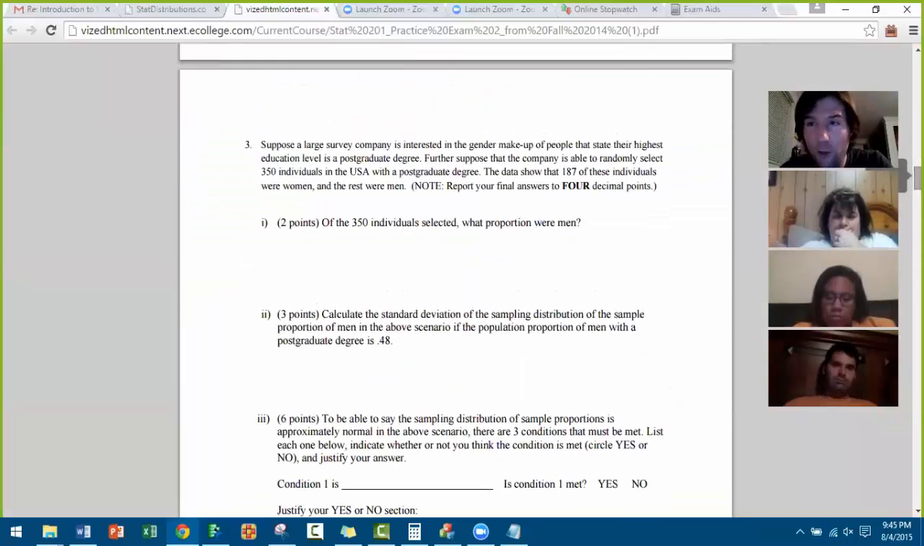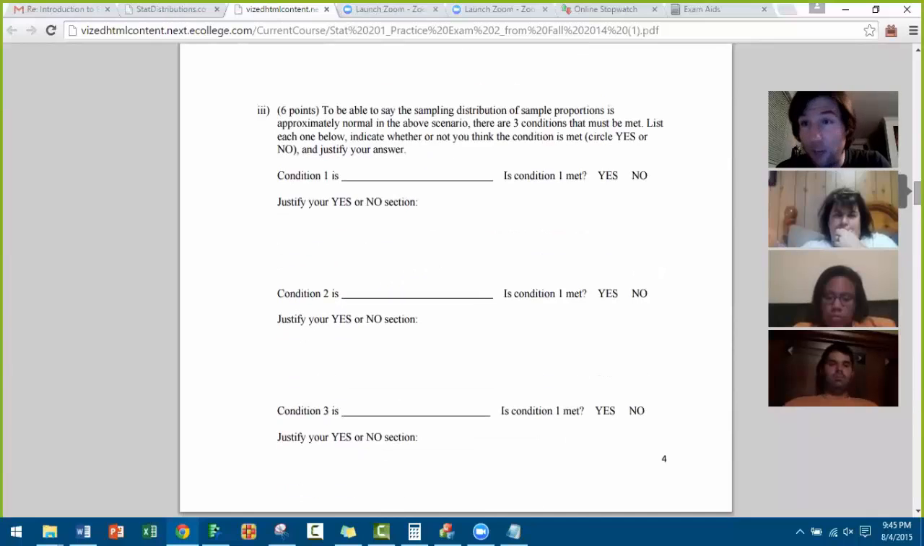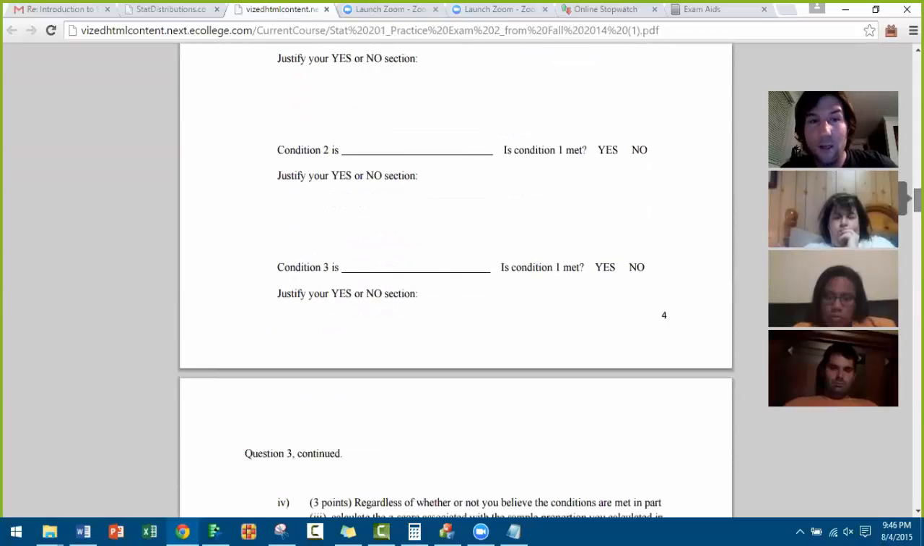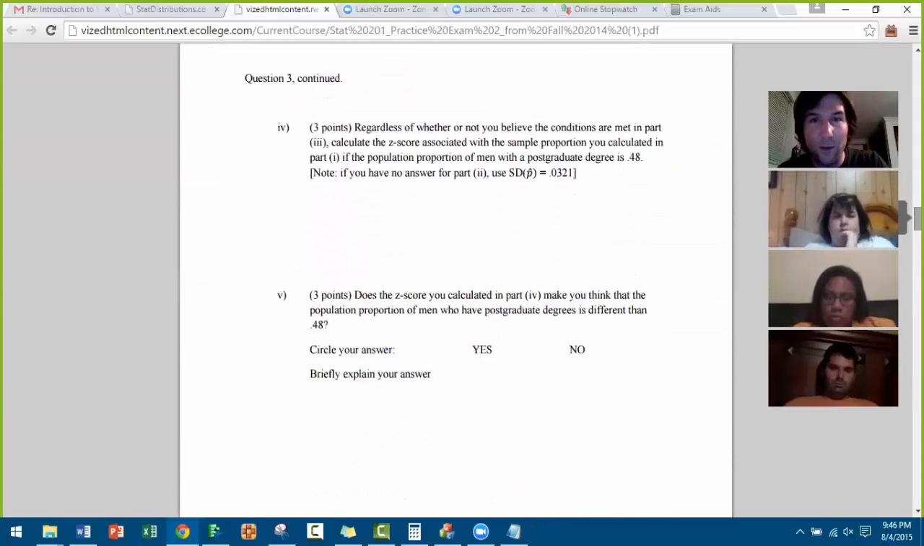To be able to say that it's normally distributed, we have to meet the 3 conditions. It's randomly selected. Good. Less than 10% is sampled. Good. And also that NP0 and NQ0 are greater than 10. P0 and Q0 are basically 50%, and if you multiply those out, you're fine. P0 and Q0 times N are more than 10. So we are good. Regardless, if it says calculate the z-score associated with it, we just did that earlier. Rerun the video if you need to see it, or ask questions if you're confused.